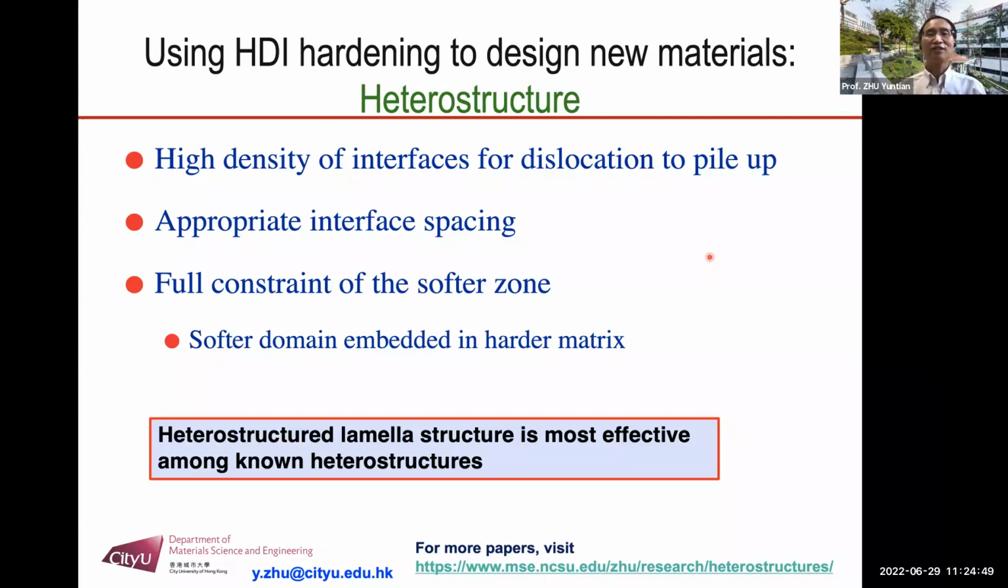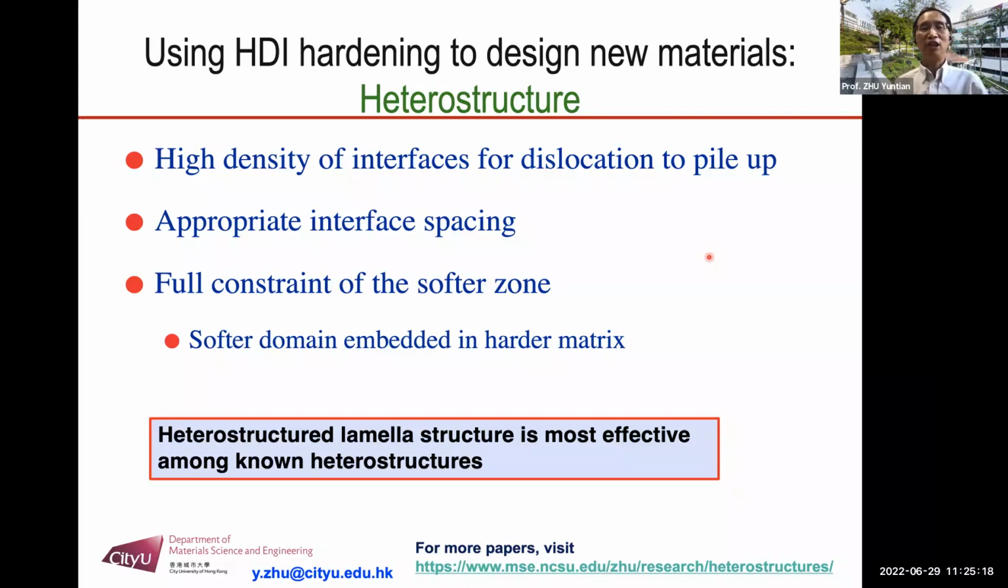On the other hand, if the hard matrix is embedded in the softer zone, the softer zone can start to flow first. It can flow around the hard matrix. The hard matrix cannot, which means the soft zone cannot effectively constrain the hard matrix, which is not good. So remember, to have greater property, you have the soft zone embedded in the matrix.